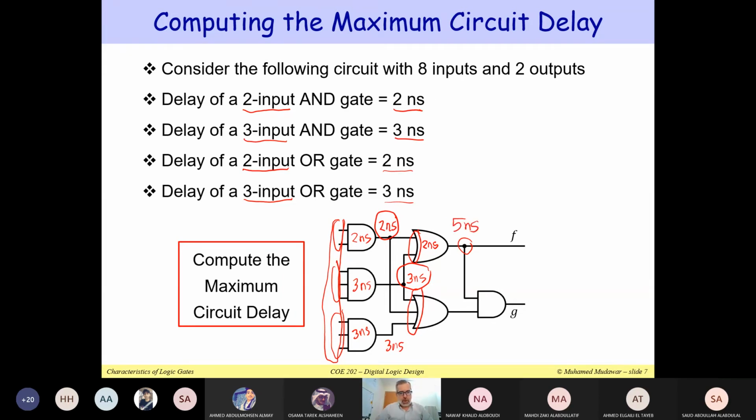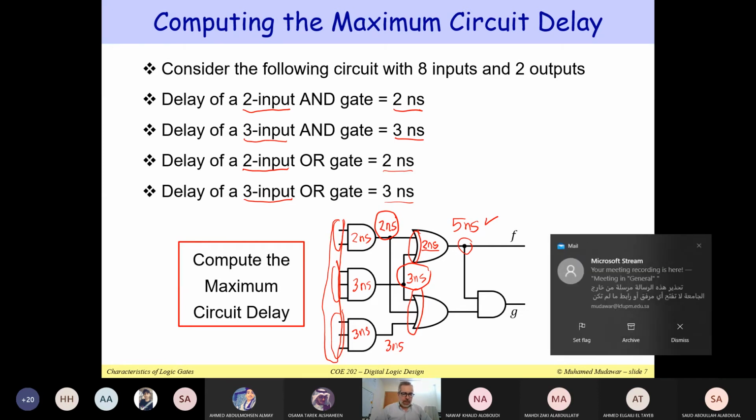Correct? So what we did is that at time equal to 2 nanoseconds, we get the output of the first AND gate, but we did not really get the output of the second AND gate. So we have to wait for 3 nanoseconds to have both inputs to this OR gate. Correct? So we have to wait for both inputs. And once we have both inputs at equal to 3 nanoseconds, we add 2 nanoseconds, and this will give me 5 nanoseconds, which is the output of the first OR gate.